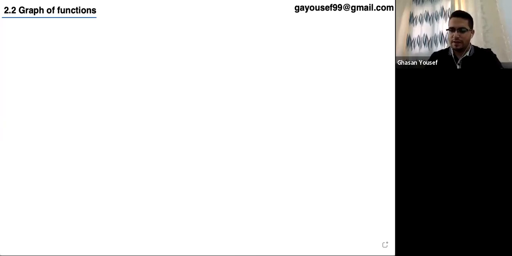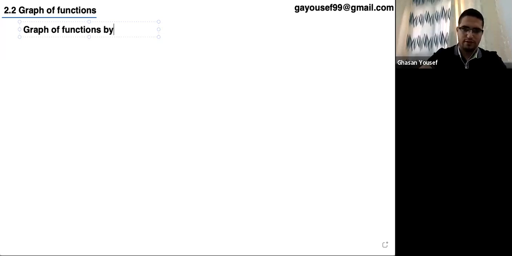Okay, in the beginning, we have to know what is the meaning of a graph of function. So the graph of functions. First of all, we're going to learn how to graph the function by using the plotting points.